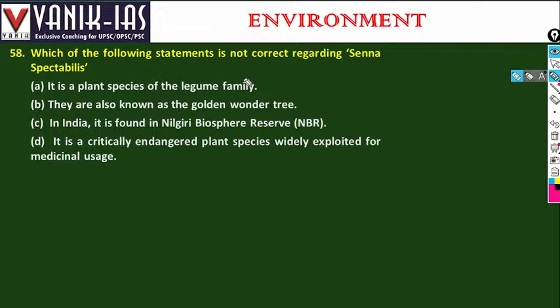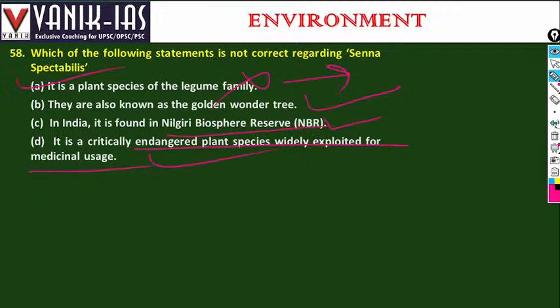So, it's a plant species of the legume family. No, this is not the legume family. It is a deciduous tree of North Africa. So this is wrong. Next, they are also known as golden wonder tree. Yes, golden wonder tree. In India, it is found in Nilgiri Biosphere Reserve. It is right. It is a critically endangered plant species, widely exploited for medicinal uses. So here A is the answer.